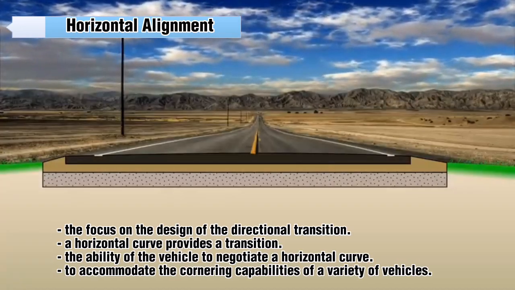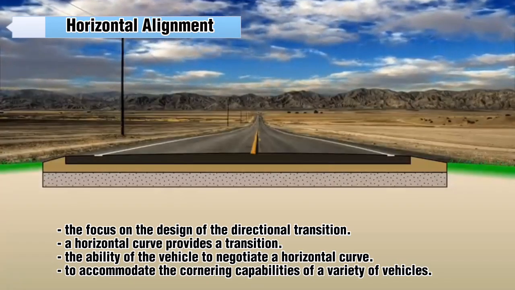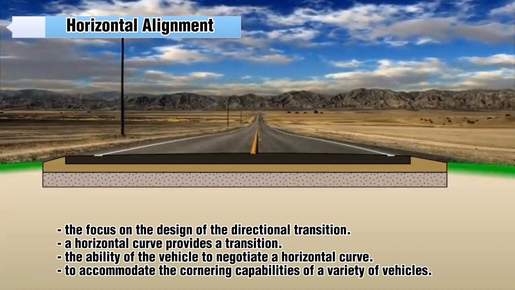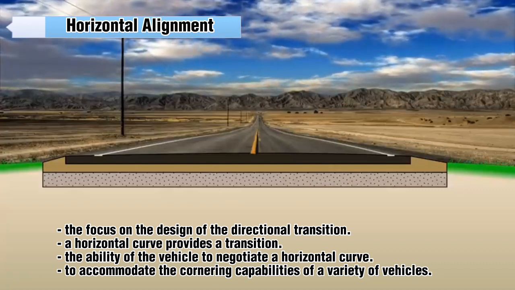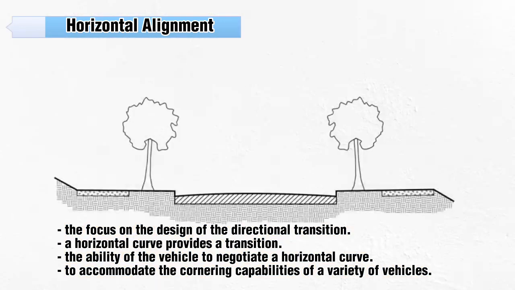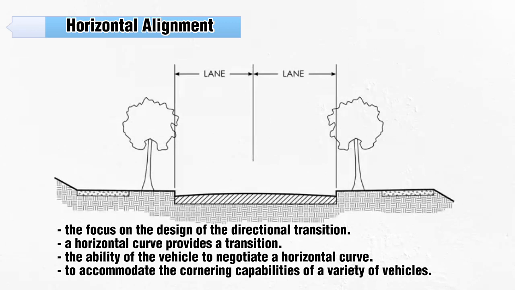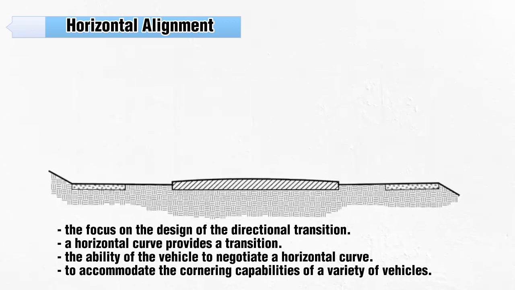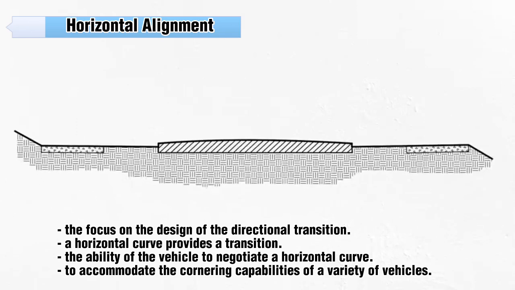Horizontal alignment. The critical aspect of this is the horizontal curve, with the focus on the design of the directional transition of the roadway in the horizontal plane. Stated differently, a horizontal curve provides a transition between 2 straight sections of roadway. A key concern in this directional transition is the ability of the vehicle to negotiate a horizontal curve.